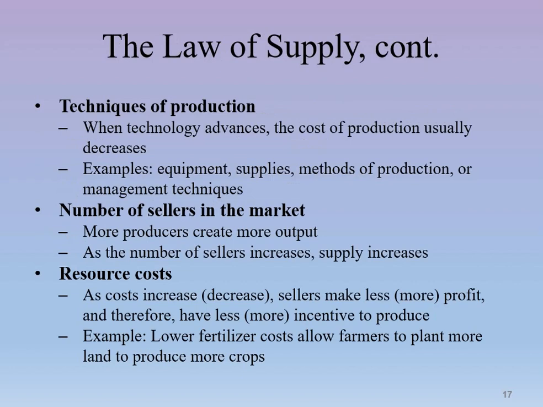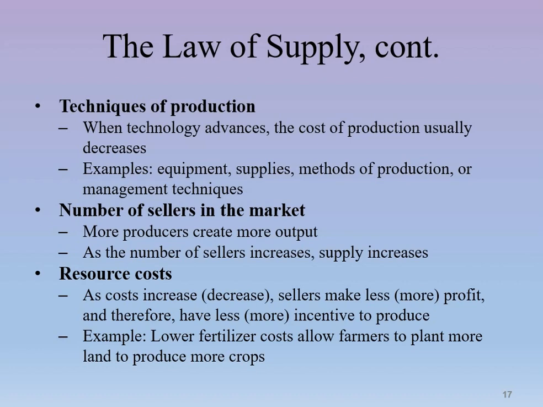Now looking more closely under the law of supply, and there's more of this in the textbook. First is techniques of production. When technology advances, the cost of production usually goes down. Examples: equipment, supplies, methods of production, or management techniques. You see this in the auto industry with the advent of robots. So the cost of production, the labor costs, are going down.